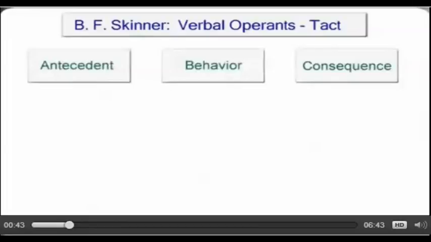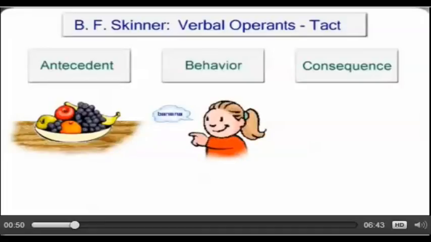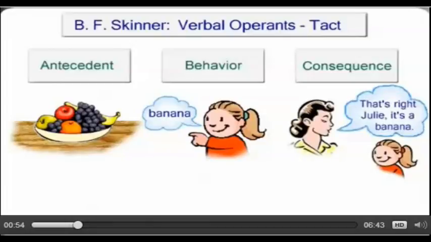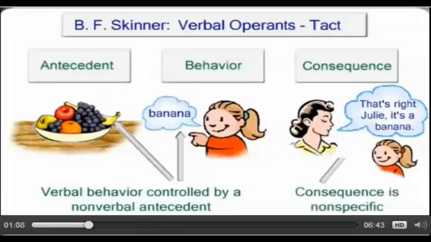Returning to the example with Julie, she notices a banana in a decorative bowl of artificial fruit on the table. Julie points to the banana and says, "Banana." Julie's mom responds by saying, "That's right, Julie, it's a banana." This is called a tact because Julie's verbal behavior is controlled by a nonverbal antecedent, the presence of a banana, and it is followed by a nonspecific consequence. That is, Julie does not get the item, the banana. Instead, she receives social praise from her mom.